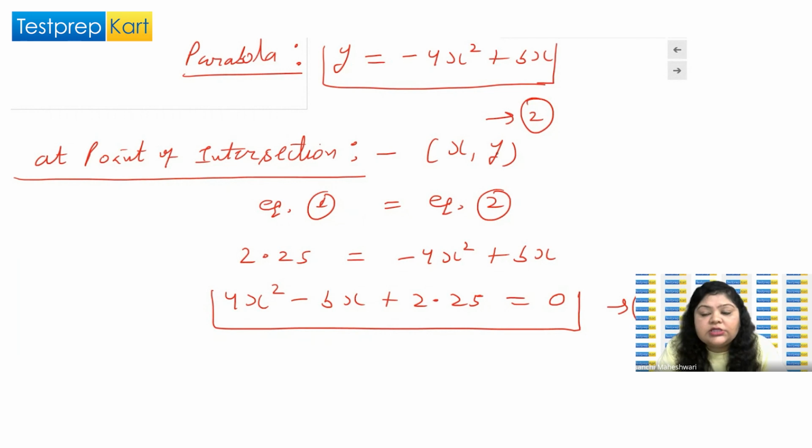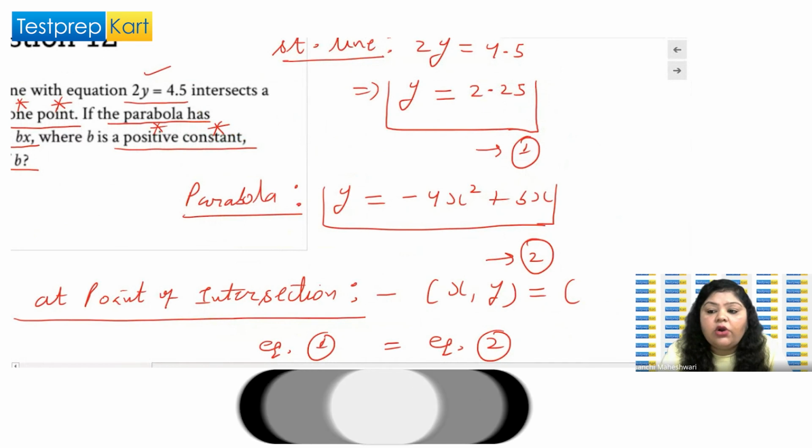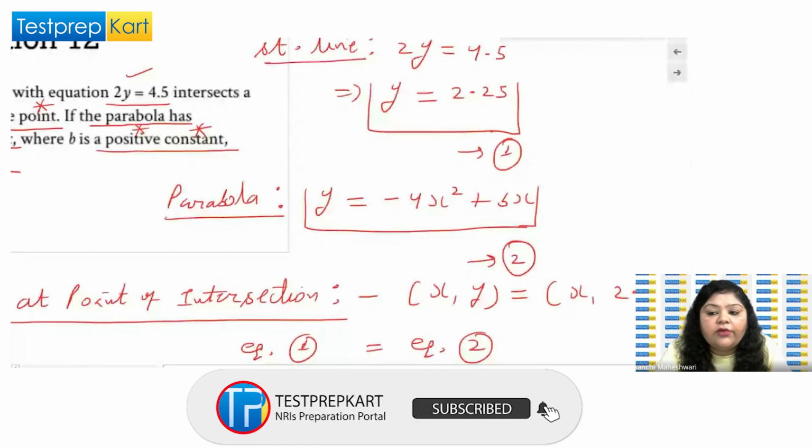Are you getting my point? See, the value of y we are having here is definitely 2.25. Why so? Because it is directly given by the first equation, which is straight line. Okay, so definitely the coordinates of my point of intersection can be x comma 2.25. Is it clear?